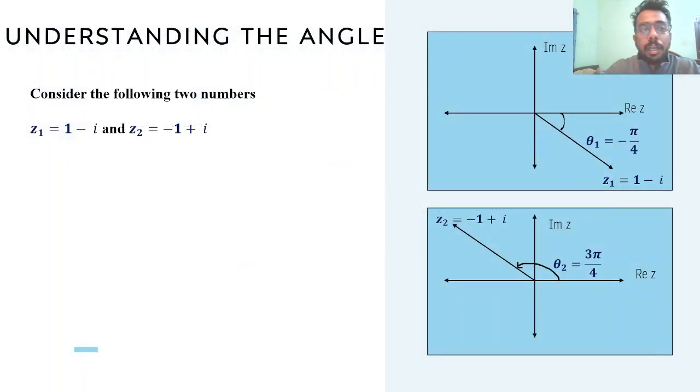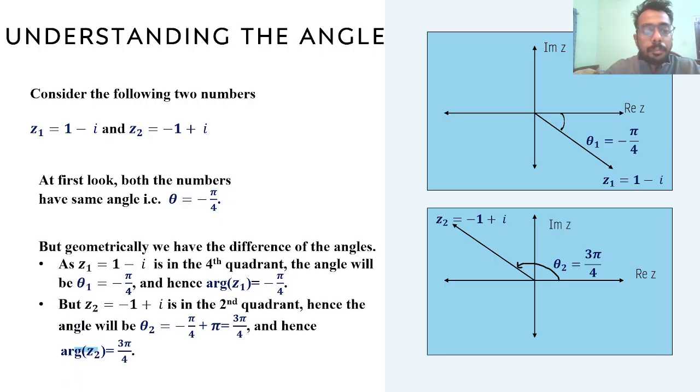Now, if we consider two numbers where z1 equal to 1 minus i and z2 equal to -1 plus i, in this image, in the top image, it is the number z1, and in the bottom half, we have z2. At first look, we can directly say that by the calculation, theta equal to minus pi by 4. But when we check the angles, the number z1 is in the fourth quadrant, whereas z2 is in the second quadrant. So for z1, the angle minus pi by 4 fits well with the principal argument concept, but for the second number, it is not minus pi by 4. We have to adjust it, and the angle becomes minus pi by 4 plus pi, that is 3 pi by 4.